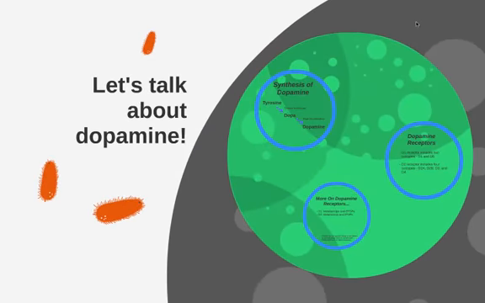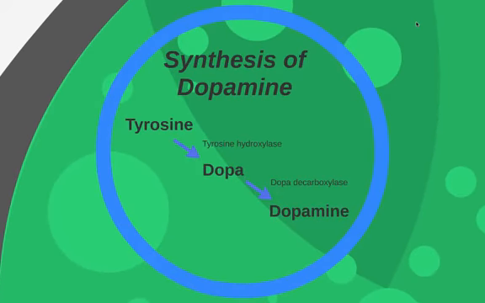So let's talk about dopamine. First is the synthesis of dopamine. It starts out as tyrosine and then is synthesized to dopa by tyrosine hydroxylase, and then dopa is synthesized to dopamine by dopa decarboxylase.